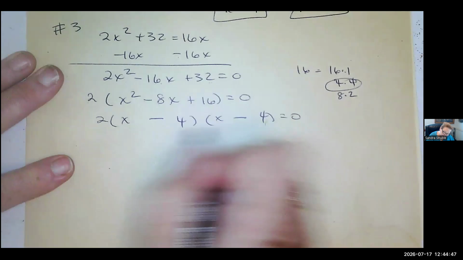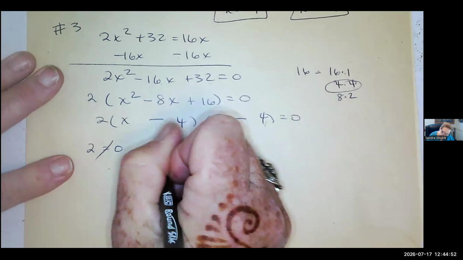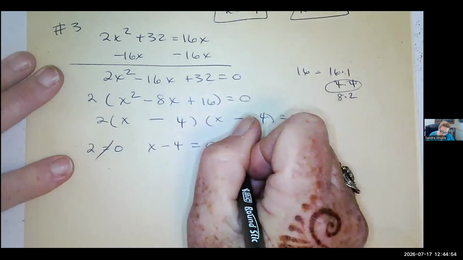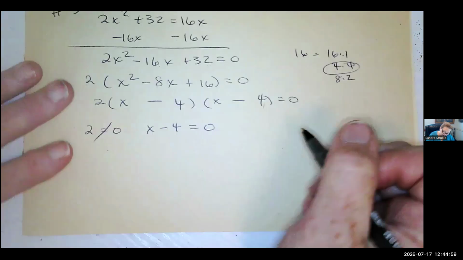So 2 equal to 0 doesn't work. X minus 4 equal to 0. This is just a binomial squared, so I just need to solve for one of them. It's just going to be a double solution. So I'm going to add 4 to both sides, so x is equal to 4.